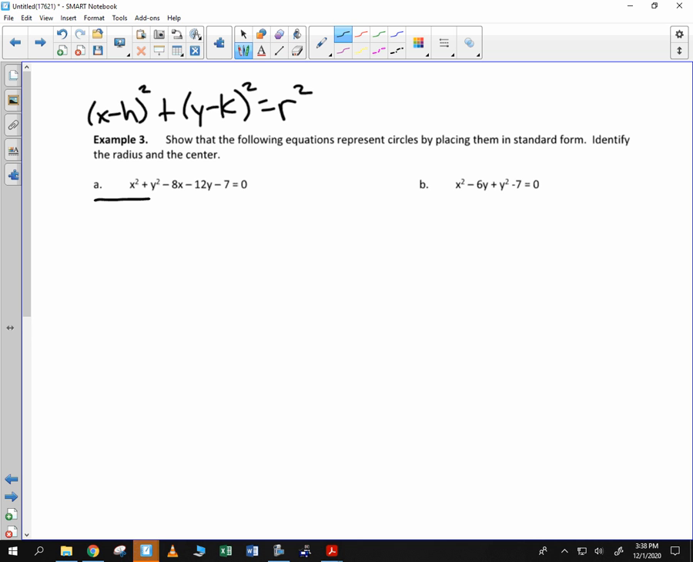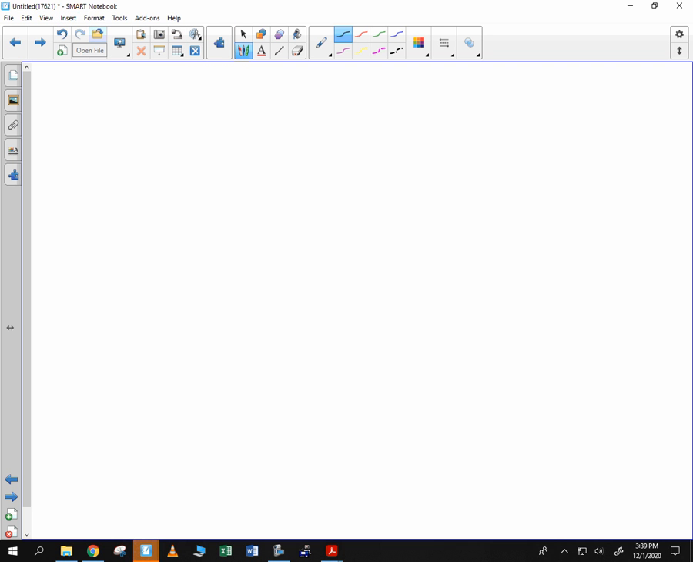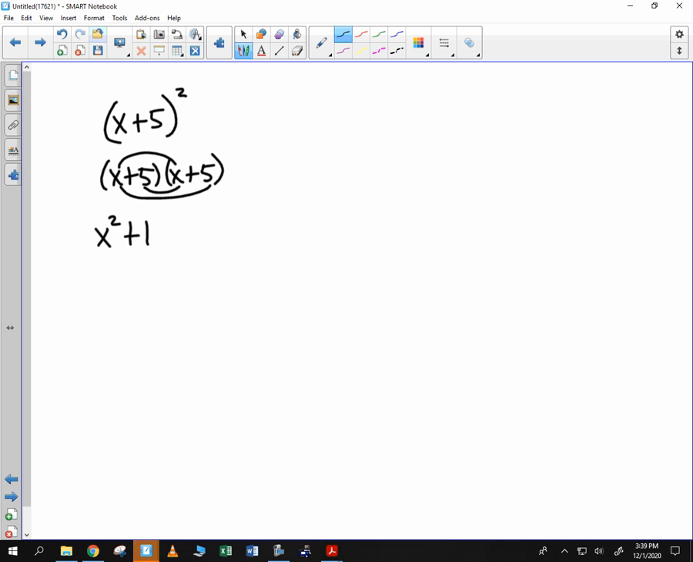But you can see it doesn't have any of those completed square things. Now, what is a completed square? We'll show you. For example, (x plus 5) squared. That's x plus 5 times x plus 5. As you multiply this out, you get x squared plus 5x, and 5x is 10x, plus 25.